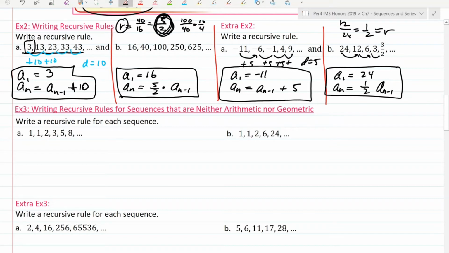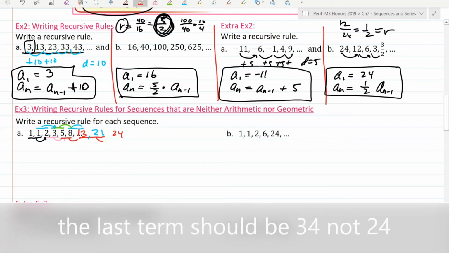So I don't know if you can see the pattern here, but if you add 1 plus 1, you get 2. If you add 1 plus 2, you get 3. If you add 2 plus 3, you get 5. If you have 3 plus 5, you get 8. So the next one would be 5 plus 8, so it would be 13. The one after that, you would add 8 plus 13, so you would get 21. The one after that, 13 plus 21, so you would get 34. So what you're doing is you are adding the 2 previous terms to get the next one.